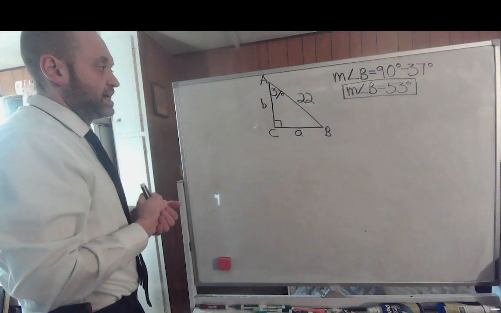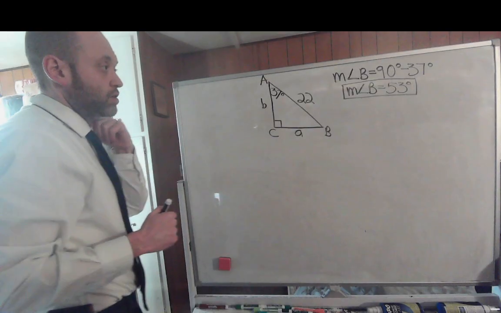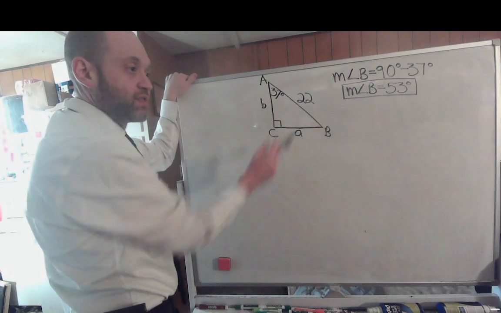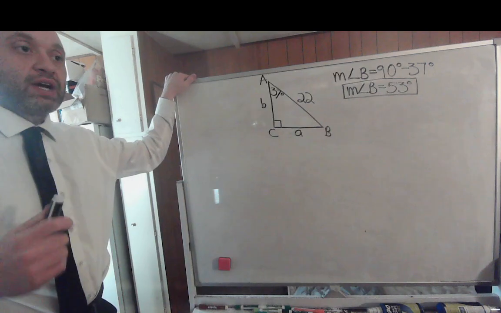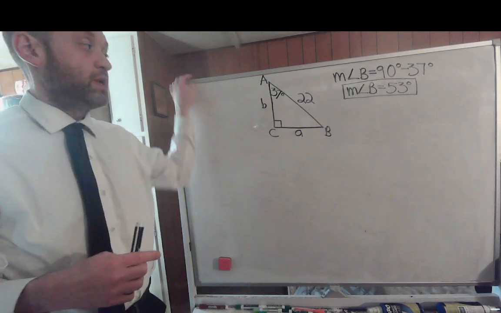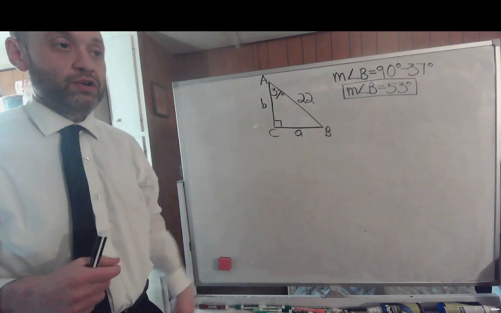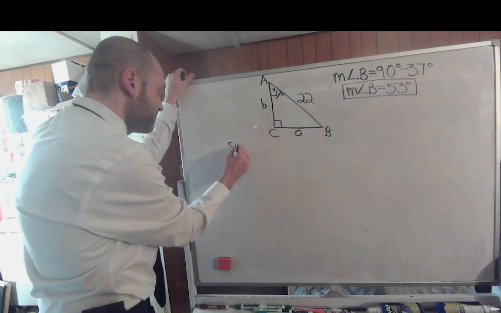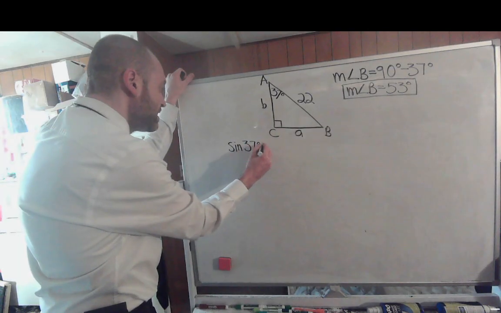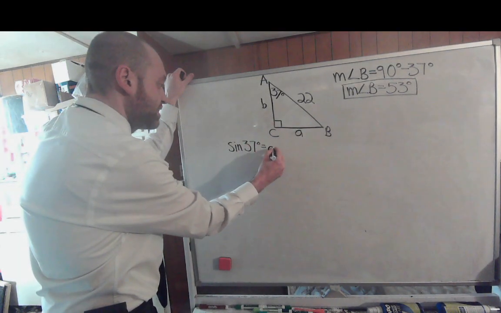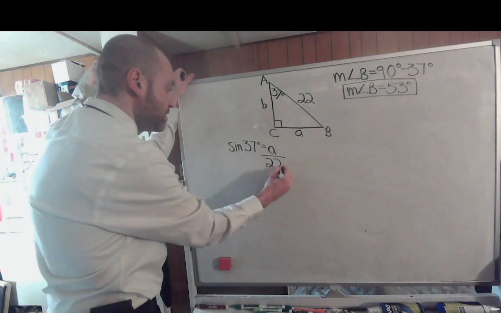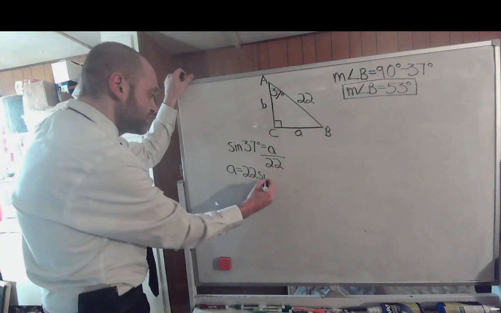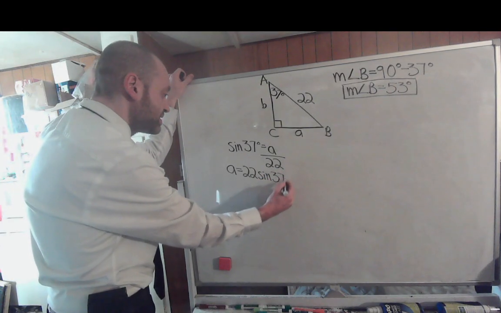I'm going to say, let's find side A first. Let's go in alphabetical order. Alright, so side A is your opposite side, and we know the length of the hypotenuse. Is there a trig function that recognizes the relationship between the opposite side of an angle and the hypotenuse? The sine function, right? If we take the sine of 37 degrees, that's going to equal our opposite side A all over 22, which then means that A equals 22 times the sine of 37 degrees.